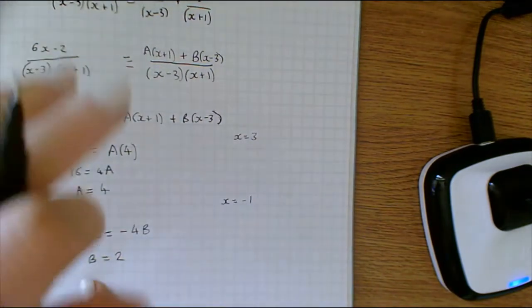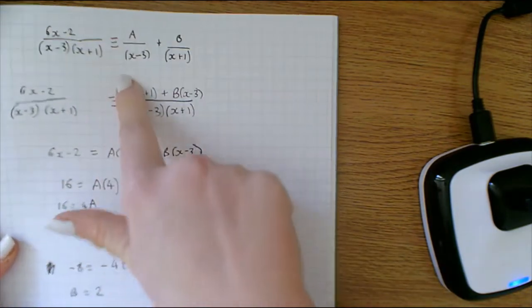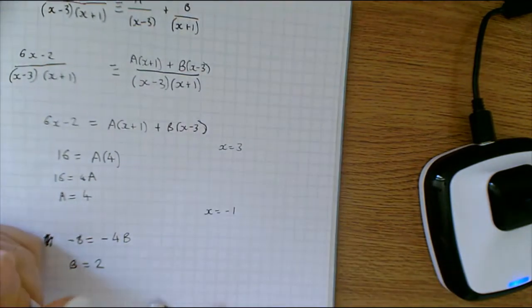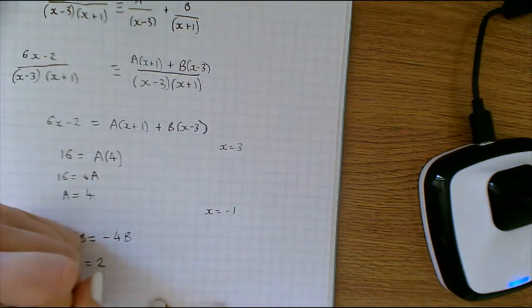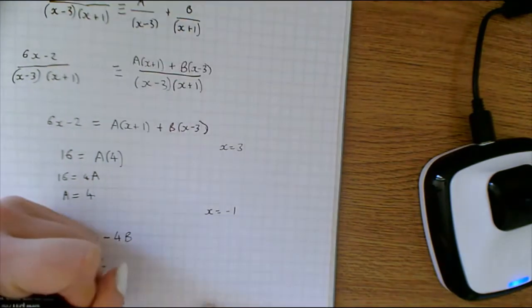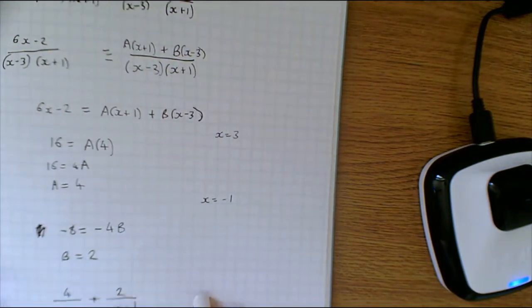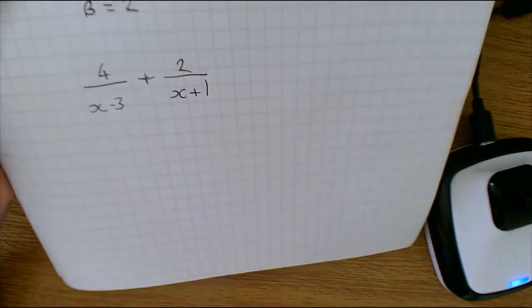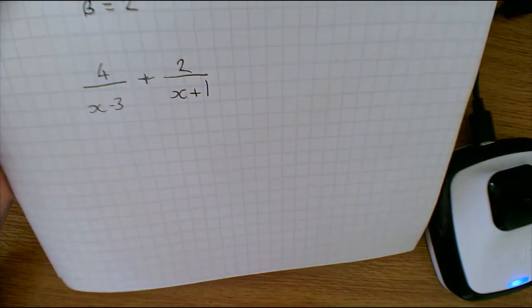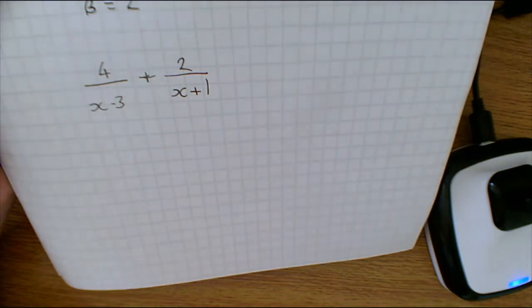And so now I can just rewrite the original partial fractions up here. So this is going to be a over x minus 3, so it is 4 over x minus 3, plus b, and b is 2, so plus 2 over x plus 1. Sorry, let me just move it so you can see that. So we end up with 4 over x minus 3 plus 2 over x plus 1. And that's all there is to it. I will do a second example now, but I'd imagine you'll all do really well with this.